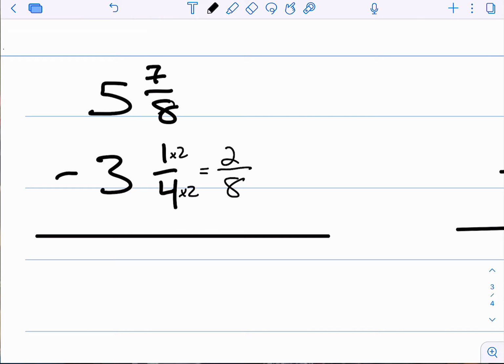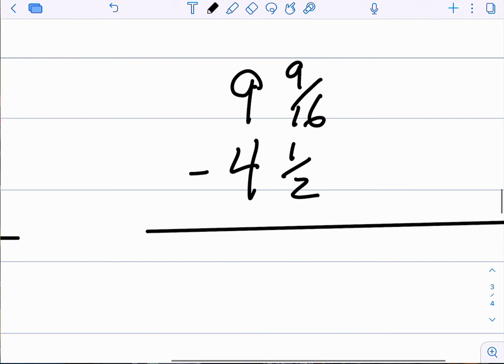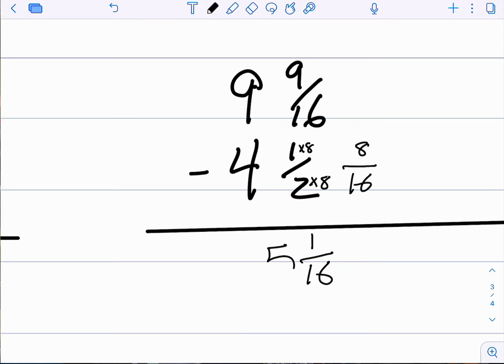That gives 2/8. So I have 7/8 subtract 2/8, which is 5/8. I'm done with my fractions, and now I subtract the whole numbers. 5 subtract 3 is 2. Next one, we've got 16ths and 1/2. 16 is a multiple of 2, so I'm going to take this up to 16ths by multiplying the top and bottom by 8. It gives me 8/16. 9/16 subtract 8/16 leaves me with 1/16. 9 subtract 4 is 5.